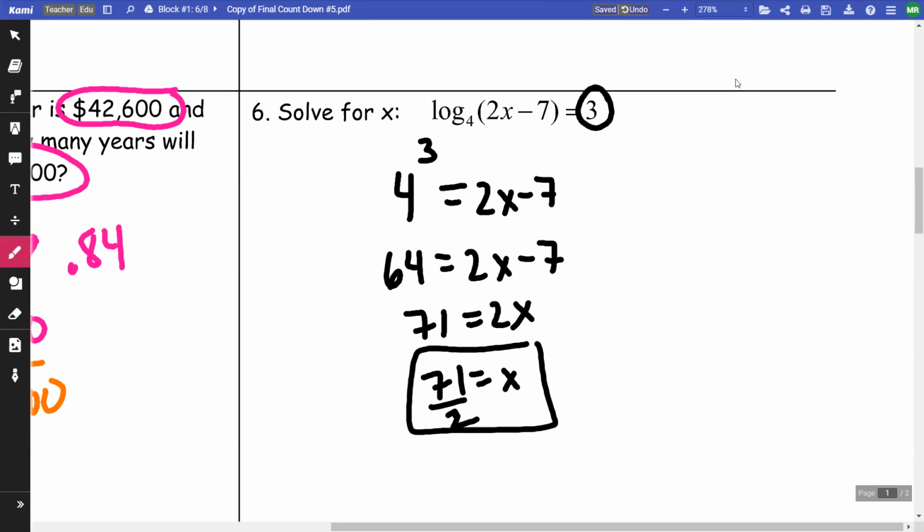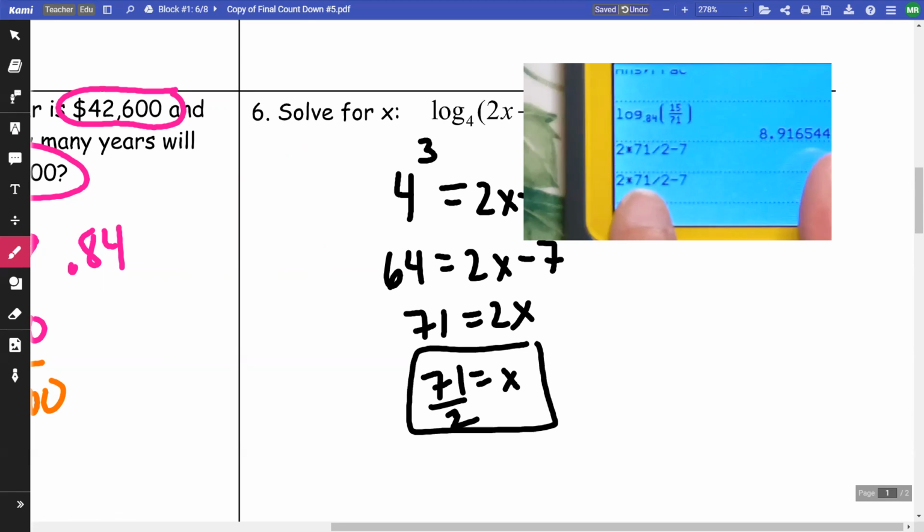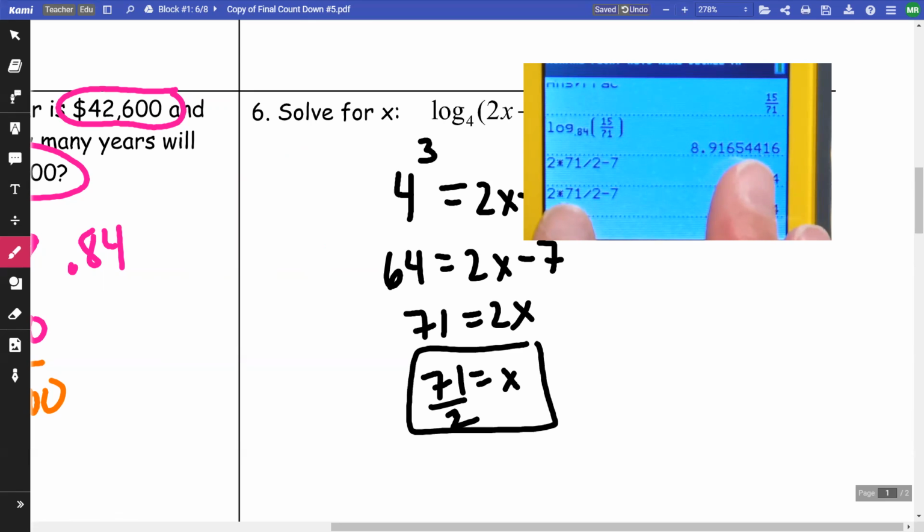And if I put 71 halves in there, I need to make sure that 2 times 71 halves minus 7 does not give me a negative. So I just put it in my calculator here. And you see when I did 2 times 71 halves minus 7, I end up with a positive. So that's an acceptable answer.